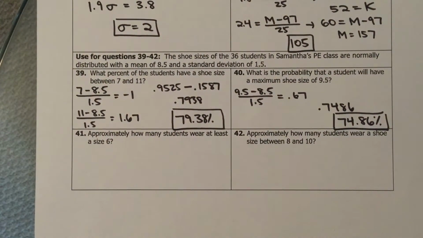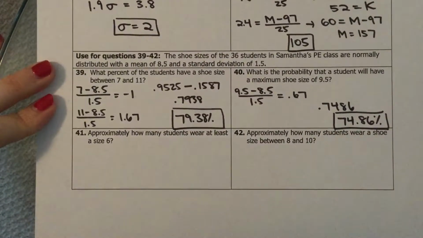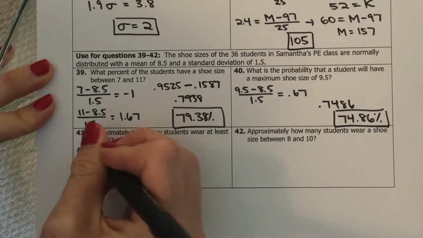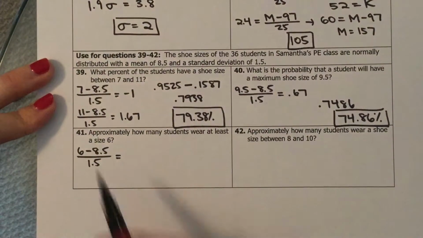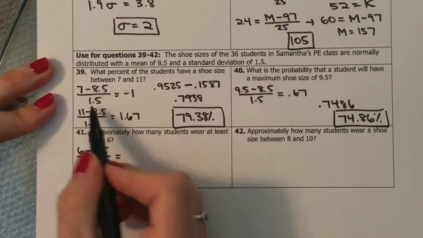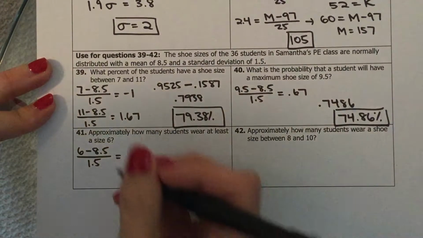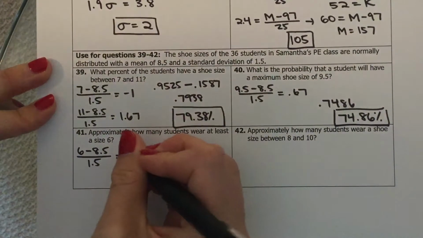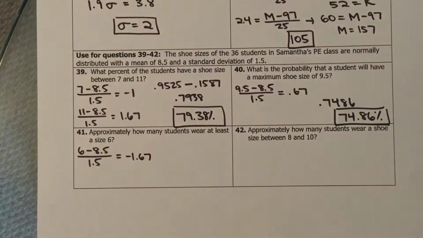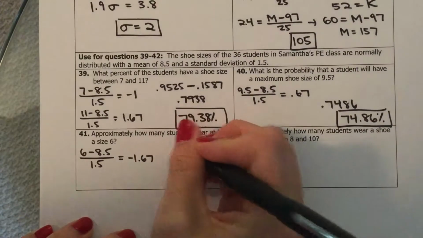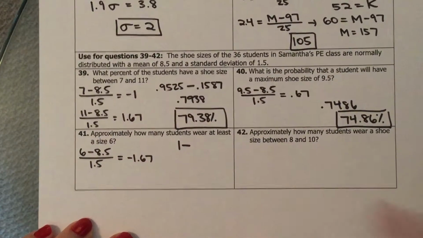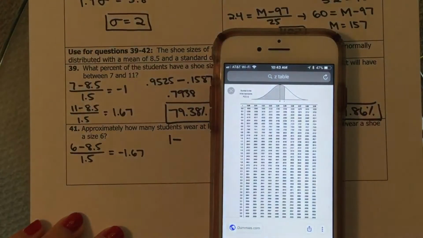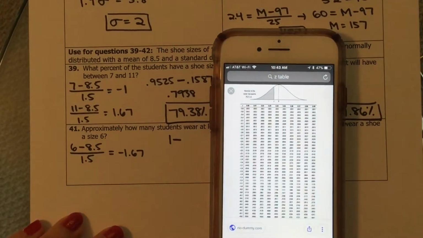All right, 2 more from the z-table. 41, approximately how many students wear at least a size 6? So we're going to have to use the z-table in reverse here. So size 6 minus the mean over the standard deviation. So this is actually just the other direction for this one. So this is a negative 2.5 over 1.5, so that's negative 1.67. So with this one, we do 1 minus, because we want at least a size 6, so we want to the right of the z-score, but the table automatically gives us the left, so we just have to subtract.